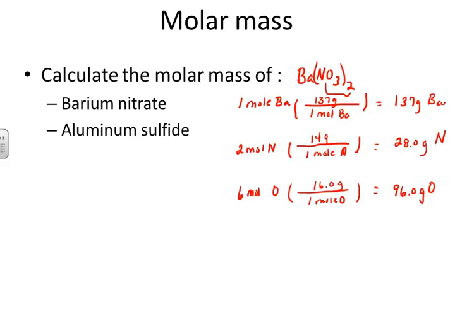Add this together. We have 137 plus 28 plus 96, and that gives a total of 261 grams per mole of Ba(NO3)2.